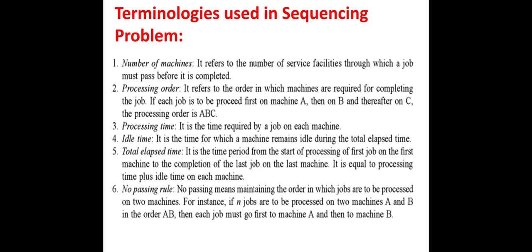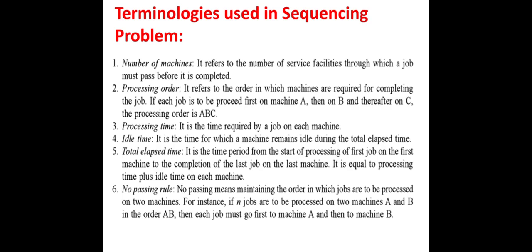Idle time. It is the time for which a machine remains idle during the total elapsed time. Total elapsed time. This is the time interval between starting the first job on the first machine to the completion of last job on the last machine, including the idle time of the machines, if any. That is, it is the total time taken to produce the job starting from the first machine to the last machine.